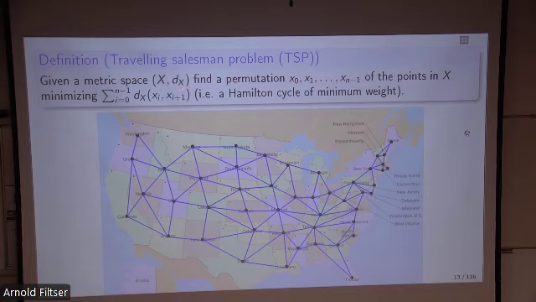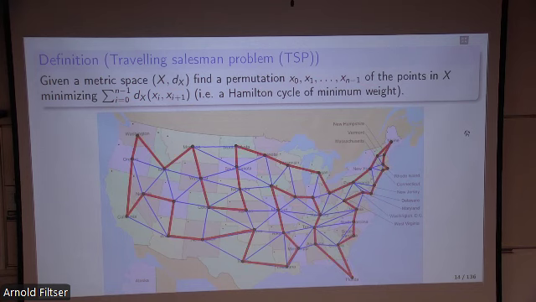Basically, think that you have a big metric space, and you want to go over all the vertices in the space, looking for the shortest possible path that goes over all of them. So how do you find it? Here, for example, we have a map of all the states in the United States of America, and this is one possible solution, going over all the states in some order. The goal here is to determine the best possible order to go over the states to minimize the distance.